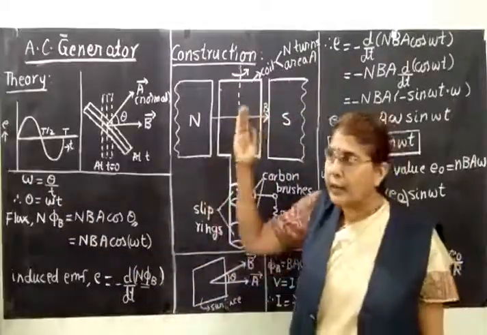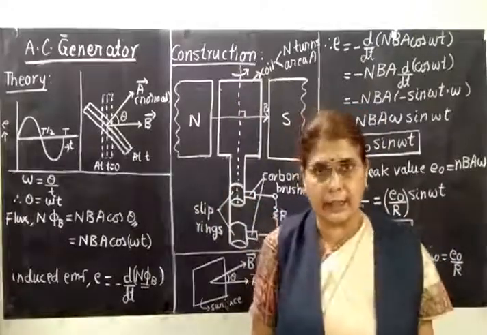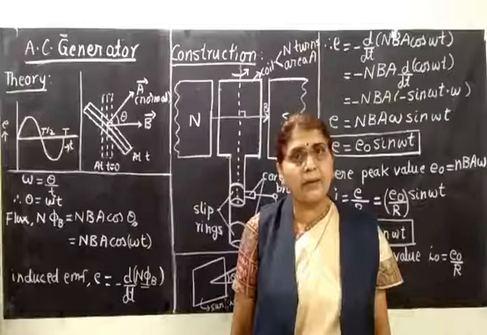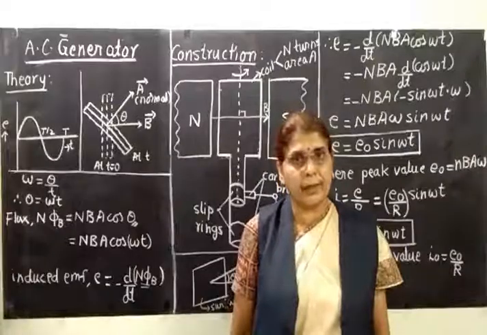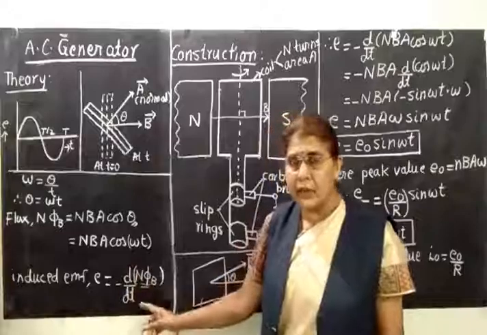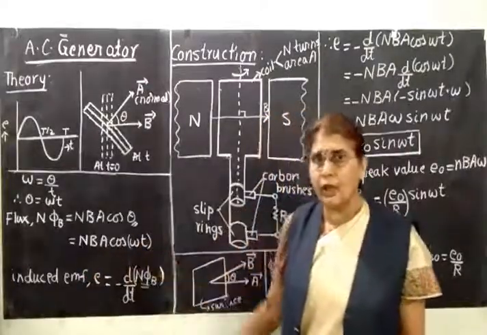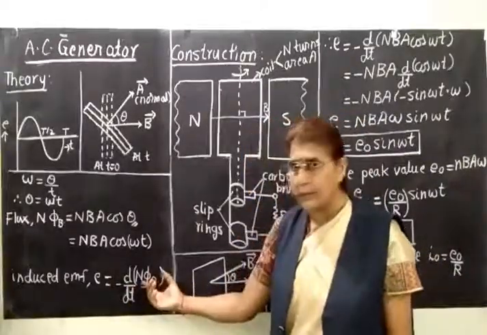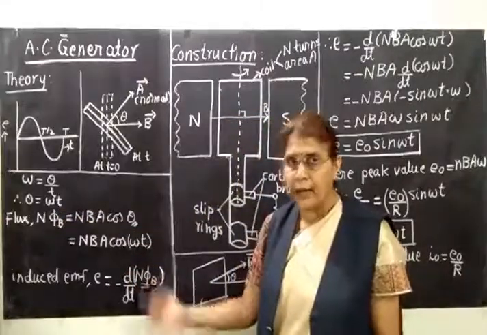Now as the coil rotates in the magnetic field, what happens? The flux linked with the coil changes, and you know that whenever there is a change in flux, an EMF is induced in the coil, and the magnitude of induced EMF is given by Faraday's law, that is E is equal to minus d by dt of the flux, that is, induced EMF is the rate of change of magnetic flux. Now here E will be minus d by dt of the flux. Flux is N phi B, so it is minus d by dt of N phi B.